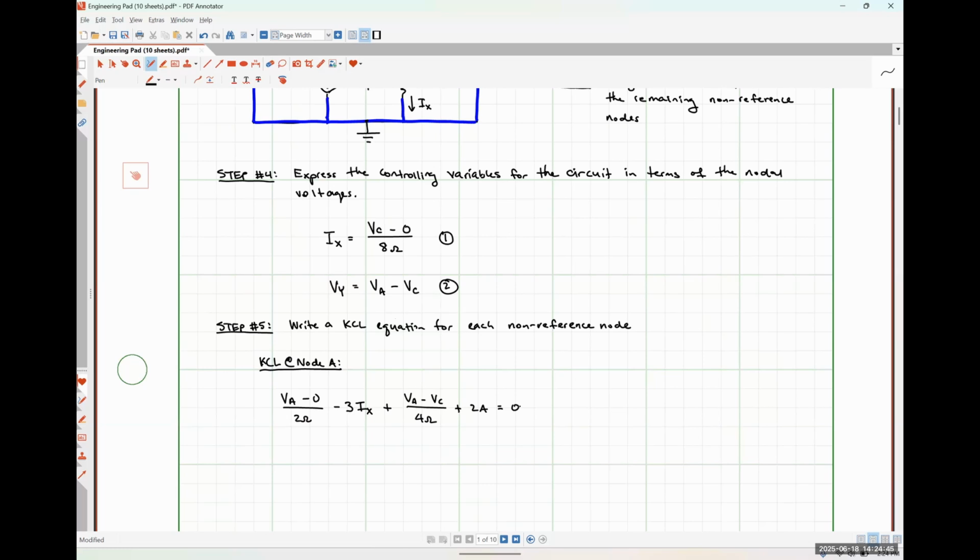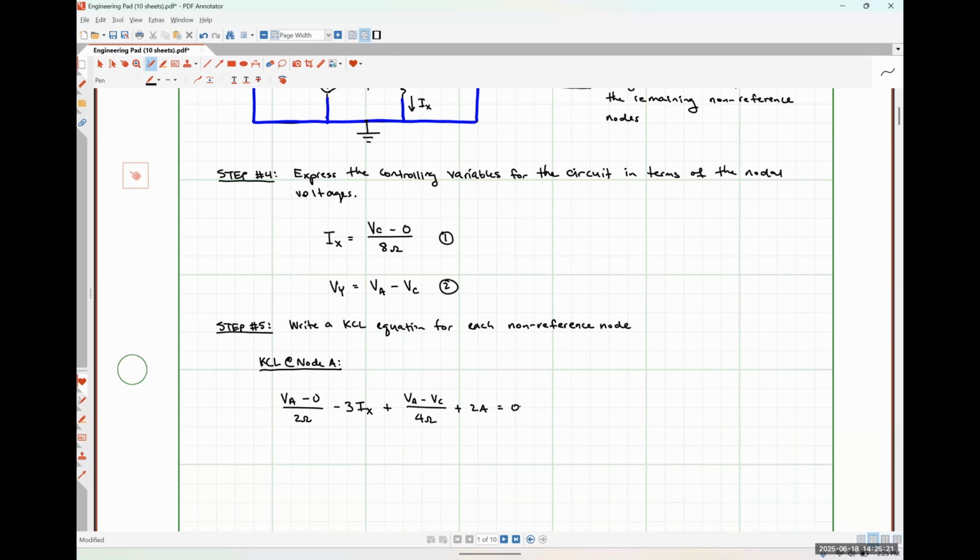So when I wrote my KCL equation at node A, notice that all of my VA terms have a positive sign, okay? That's why I prefer to write the currents exiting the node as positive, because I don't get a bunch of extra negative signs strewn about through here. So what you should see is whenever you write your KCL equation at node A, all of your VAs are going to be positive. Whenever we write our KCL equation at node B, all of our VBs are going to be positive. Whenever we write our KCL equation at node C, all of our VCs are going to be positive, and so on and so forth.